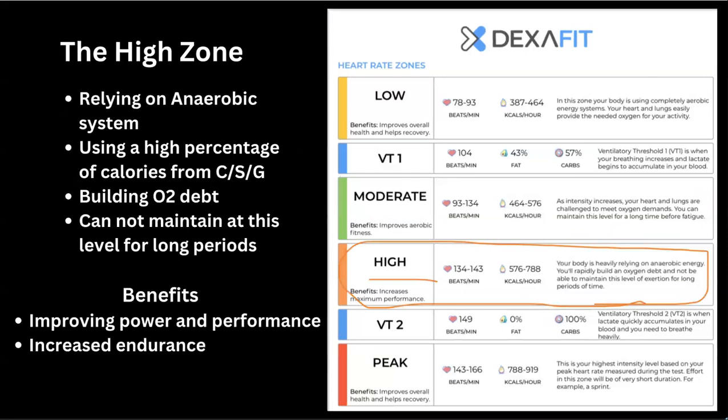Moving on to the high zone. At this intensity, your body is now heavily relying on the anaerobic energy system. You are utilizing a high percentage of calories from carbs, sugars, and your glycogen storage. You are starting to create and build an oxygen debt, and you cannot maintain this level for long periods of time. Benefits for working out in this zone are improving power, performance, and endurance.